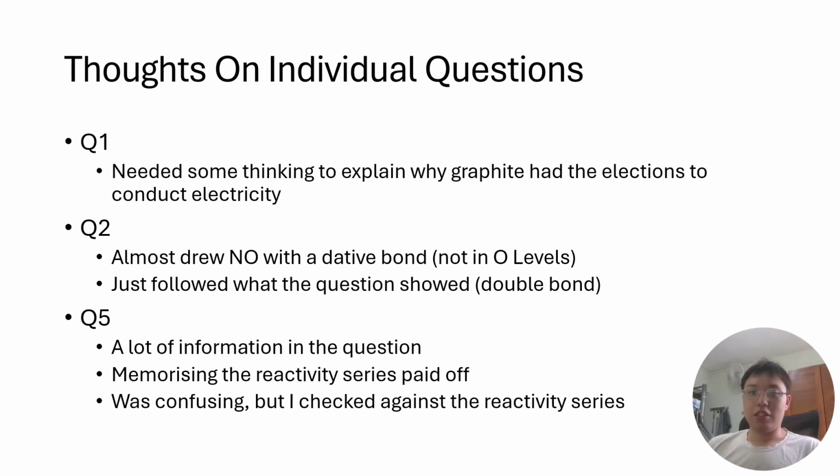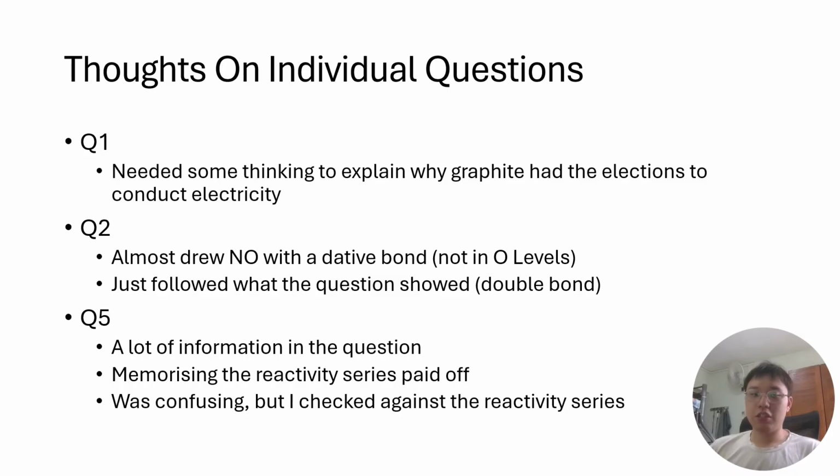Here are my thoughts on individual questions. For question 1, the last part asks about why graphite can conduct electricity, and the answer should be pretty obvious because it has delocalized electrons. The trick to this question was that they asked about using a diagram to explain why graphite could conduct electricity. So for this, upon closer observation, you can see that each carbon atom is only bonded to three other carbon atoms, and therefore the remaining electron is actually delocalized. So that is the answer that I think they're looking for.